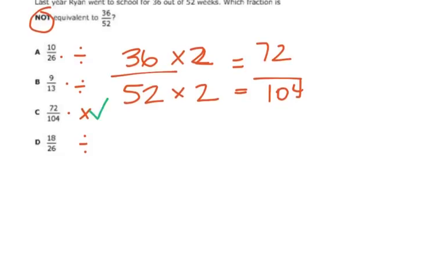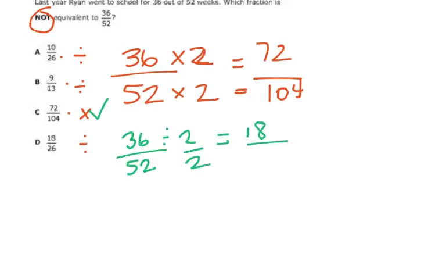Now I'm going to try dividing. I'm going to take my 36/52 and divide it by 2 over 2. 36 divided by 2 would be 18. 52 divided by 2 is going to be, 50 divided by 2 is 25, so 52 divided by 2 would be 26. So let's see, 18/26. Oh, look, that's an answer choice too. So that's equivalent. I don't want the fractions that are equivalent because they asked me to find what's not equivalent.